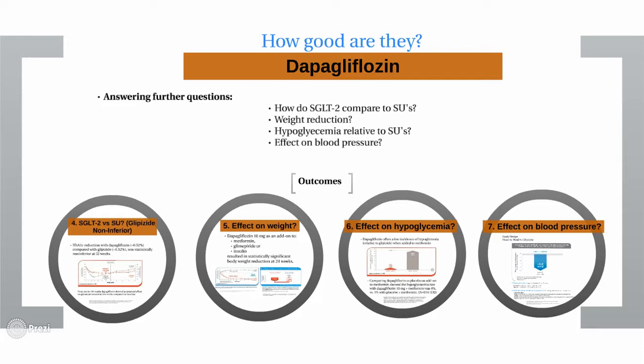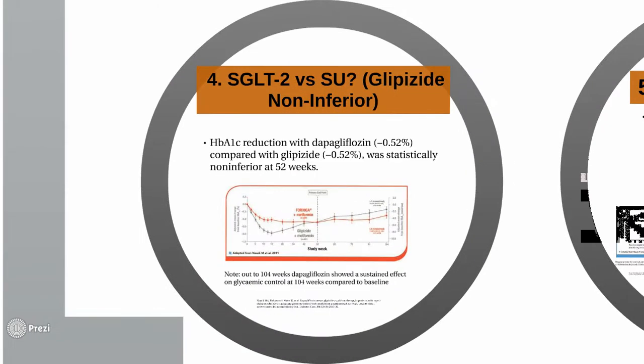How do they compare to sulfonylureas? Weight reduction, how much weight reduction? What about hypoglycemia? When I said they lower blood pressure, how much do they lower blood pressure? So these are some of the outcomes and studies that looked into those things. So when it was compared to glipizide, it was found to be non-inferior.